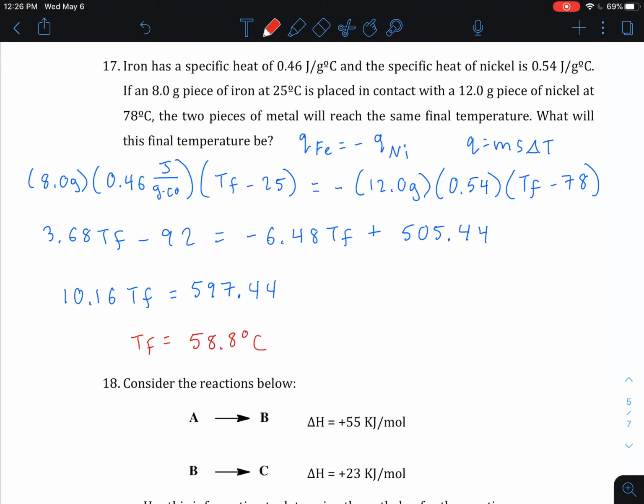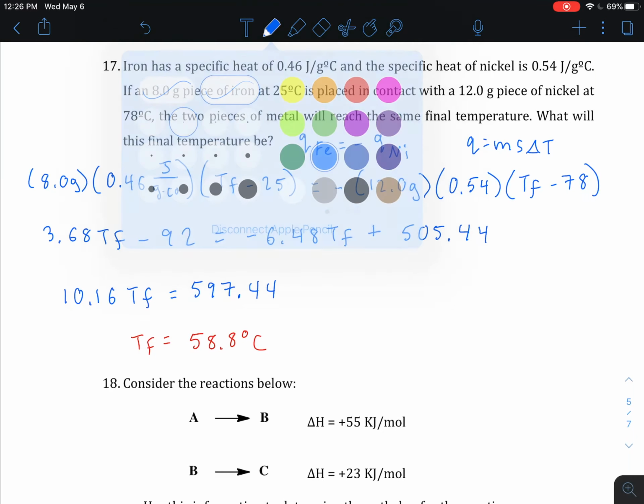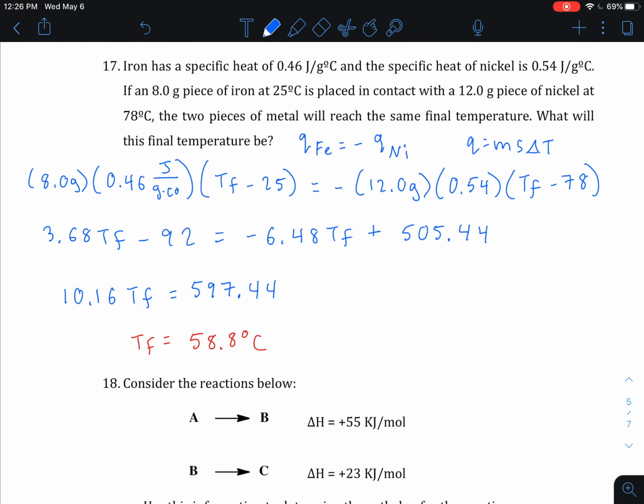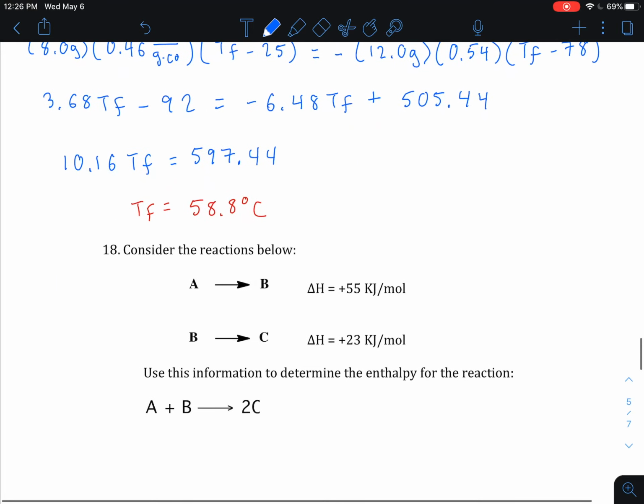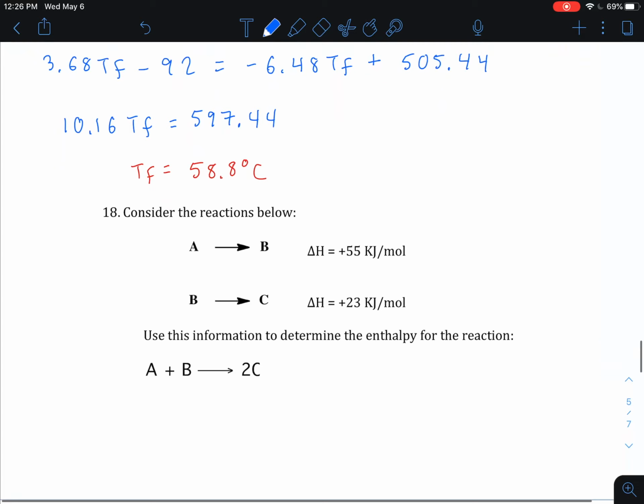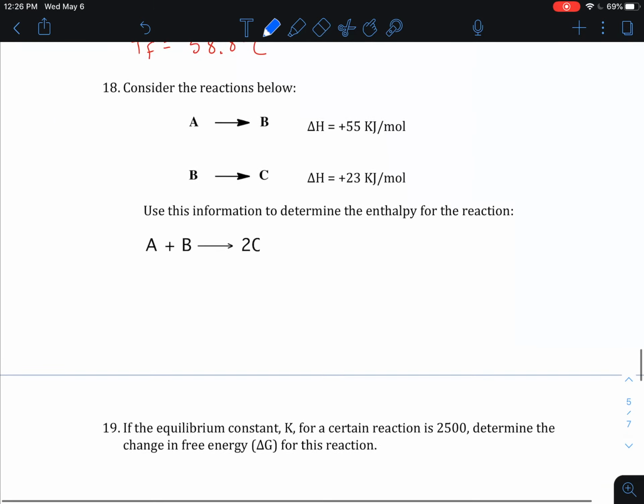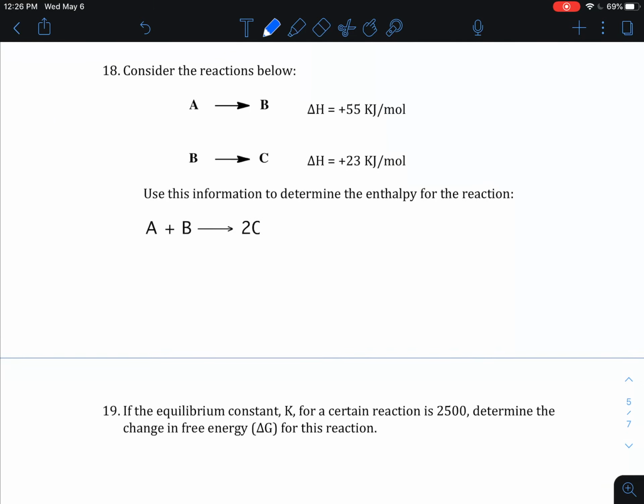Dividing both sides by 10.16, I get TF equals 58.8 degrees Celsius. So that makes reasonable sense because it's between the two initial values. It's leaning a little bit closer to the nickel. That makes sense because the nickel had a greater mass and a higher specific heat value, so that seems pretty reasonable. Okay, 18.